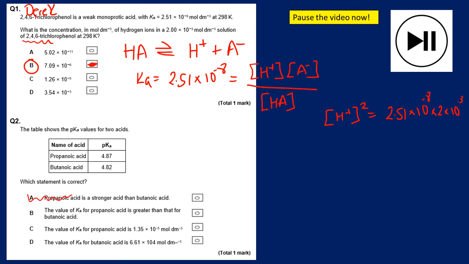That's not true. The value of Ka is greater. Well, for the stronger acid it would be greater. So actually no, that's also wrong. The value of Ka, okay, well the only way I can work these two out is by doing 10 to the minus 4.87 and 10 to the minus 4.82 to see which one is correct, and C is the correct answer.